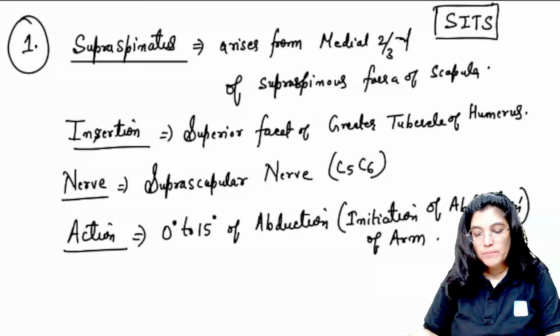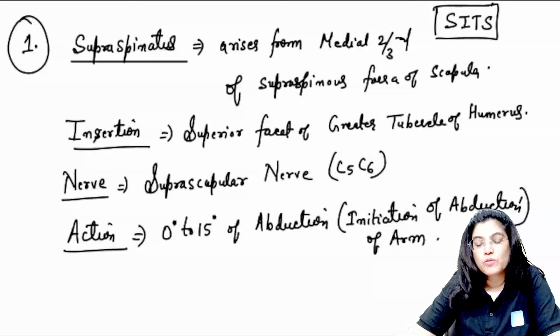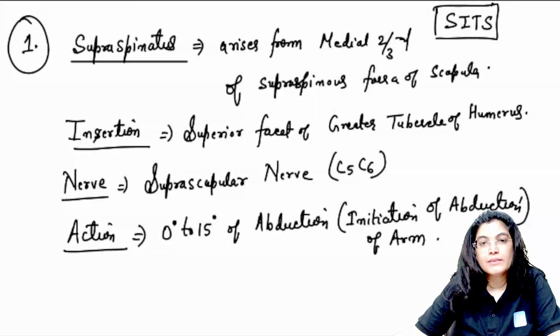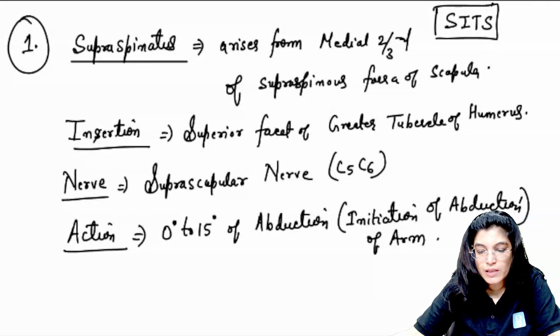It is also important that there is soft tissue injury, and sometimes the supraspinatus muscle tendon is injured. When it is injured, initiation of abduction will be hampered. Basically, the supraspinatus muscle is commonly injured.